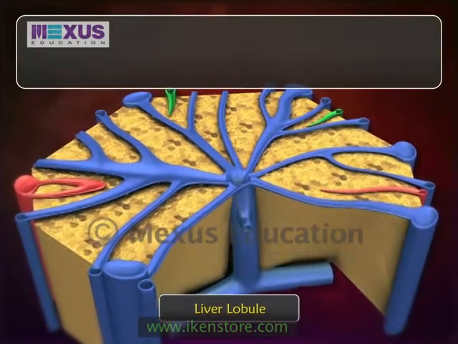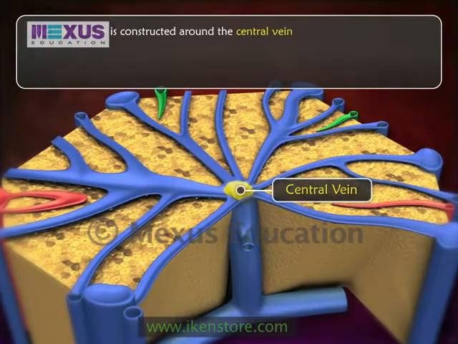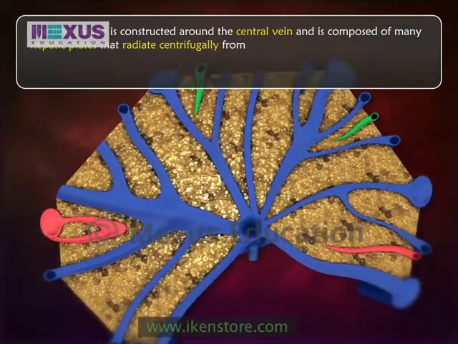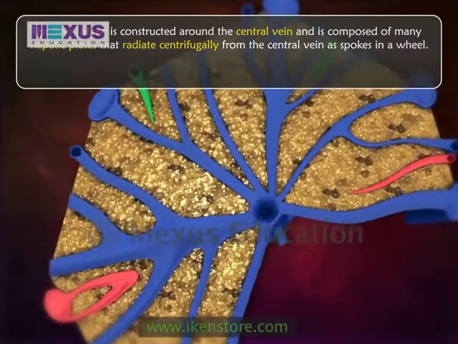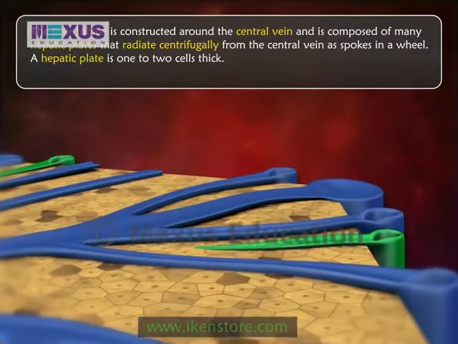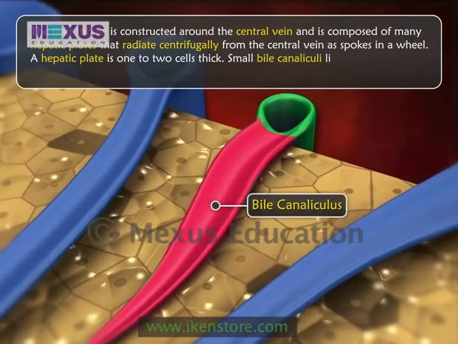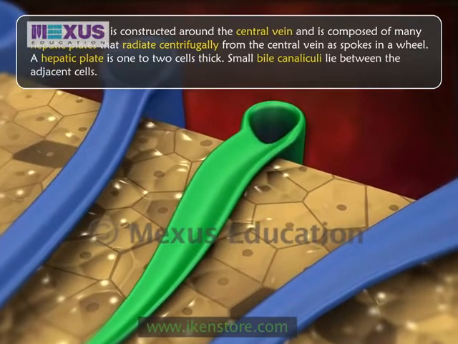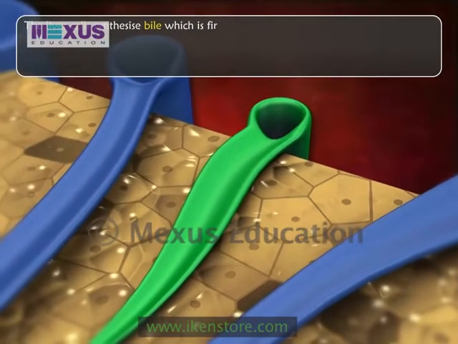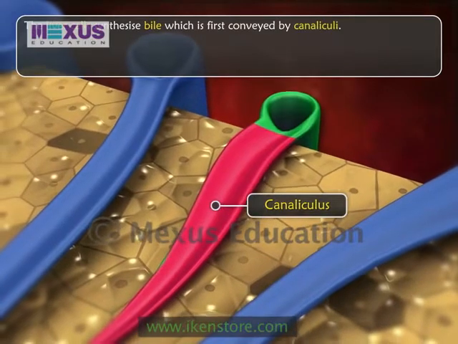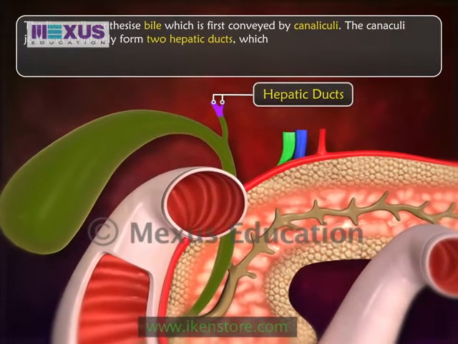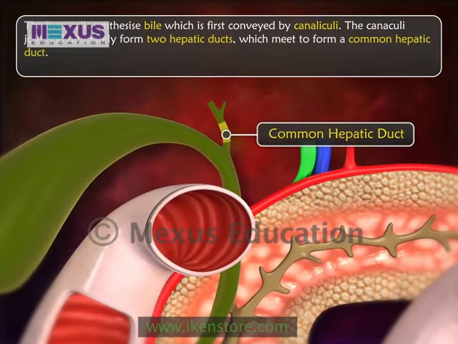The liver lobule is constructed around the central vein and is composed of many hepatic plates that radiate centrifugally from the central vein as spokes in a wheel. A hepatic plate is 1 to 2 cells thick. Small bile canaliculi lie between the adjacent cells. The liver cells synthesize bile, which is first conveyed by canaliculi. The canaliculi join and ultimately form 2 hepatic ducts which meet to form a common hepatic duct.